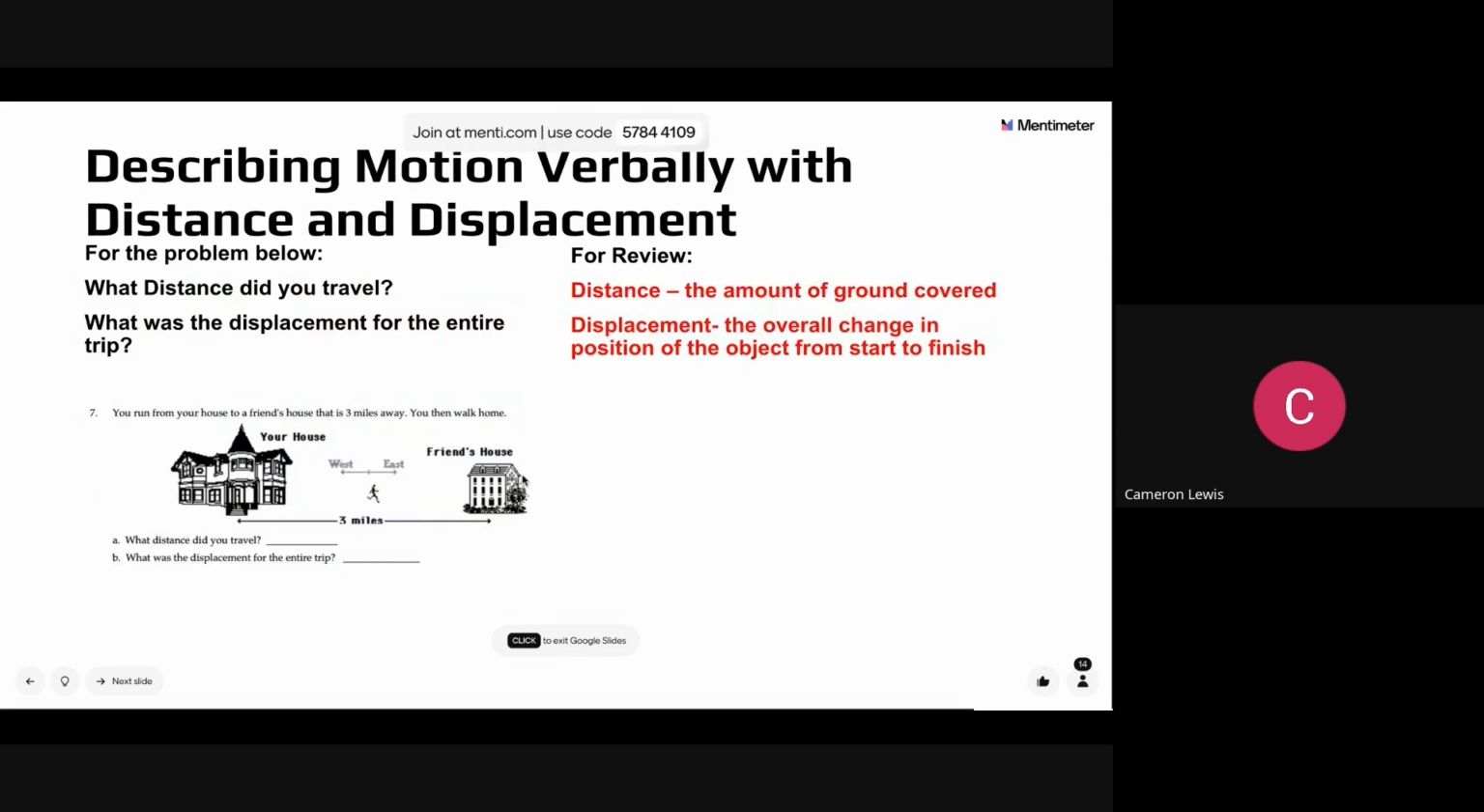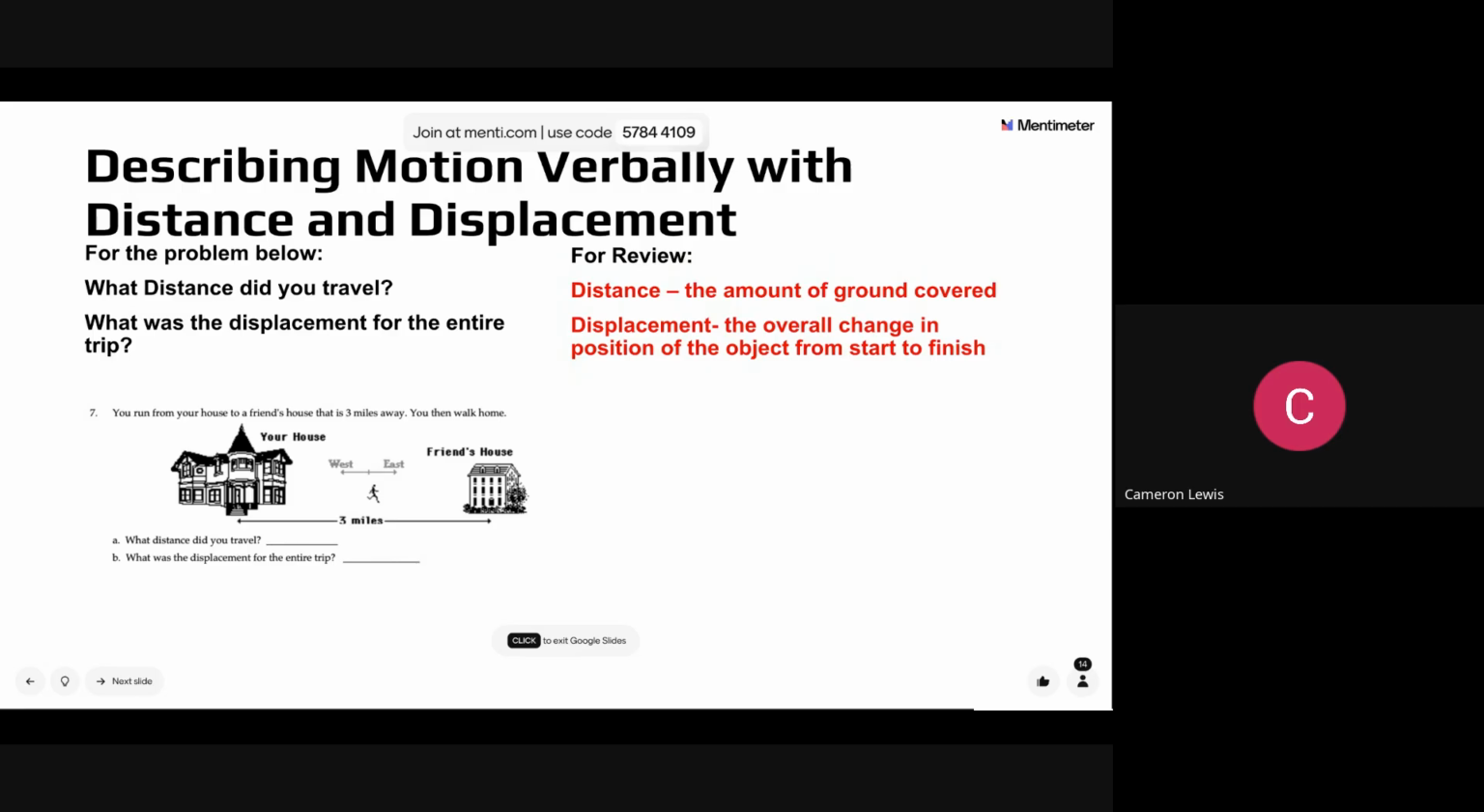All right, so let's do a quick problem. You have these slides too on Blackboard, and I want you to play around with them. So now here's the problem. We want to describe verbally with distance and displacement, so let's see the difference between these two. For this problem, you run to your friend's house that's 3 miles away, and then you walk home. So you go 3 miles to your friend's house and 3 miles back.